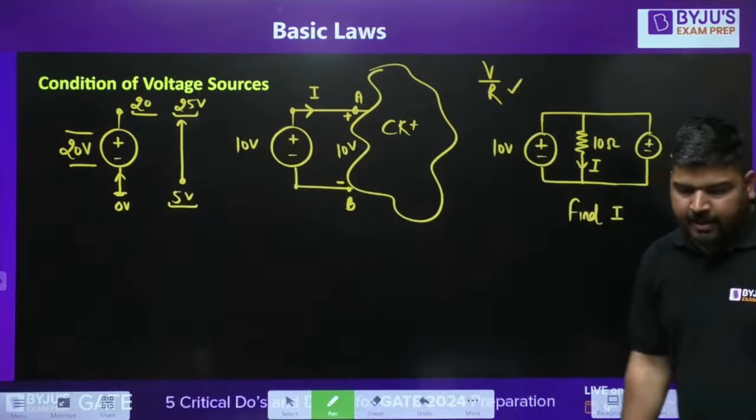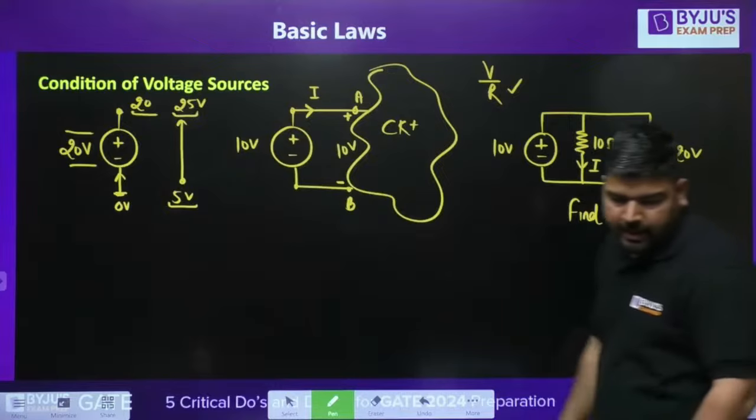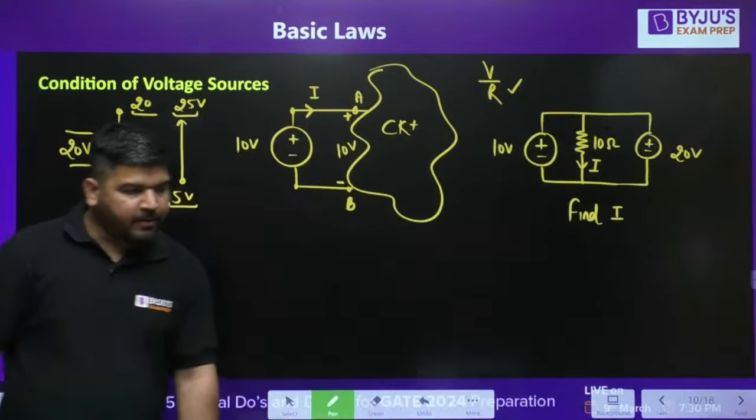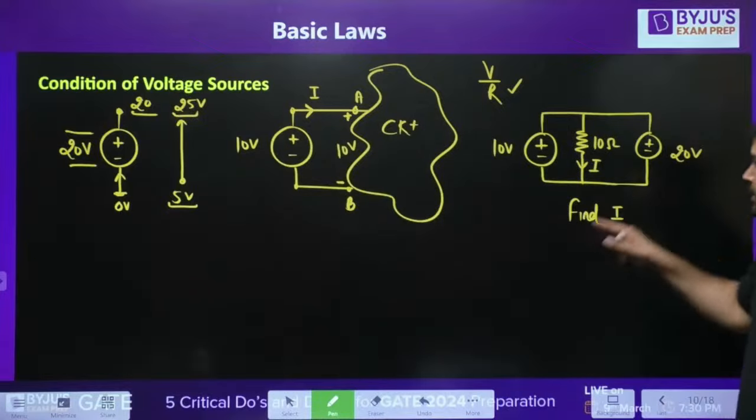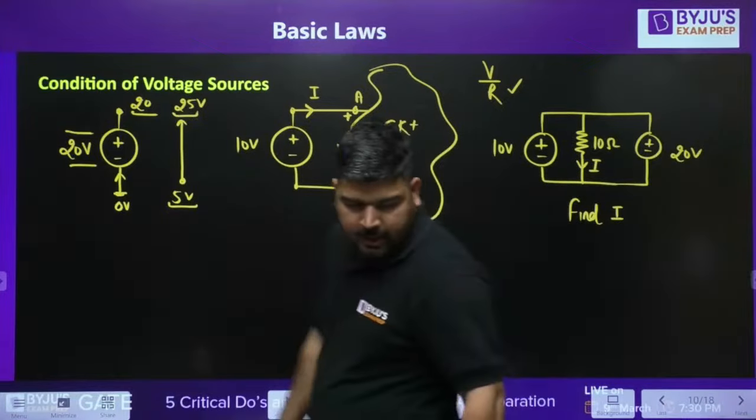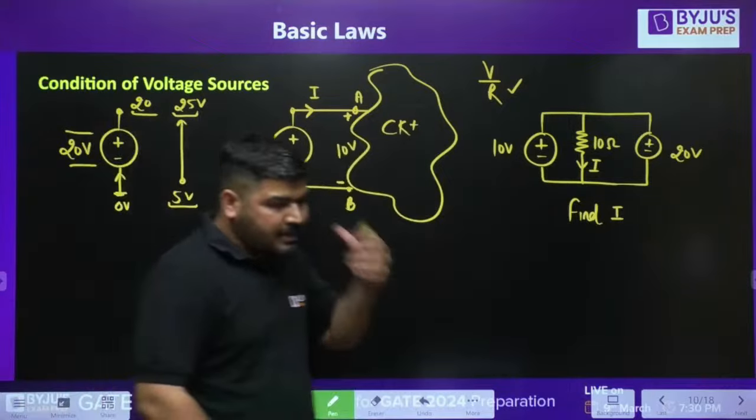What is this current I? Tell me everyone, what is this current value I? Try to find this current I.